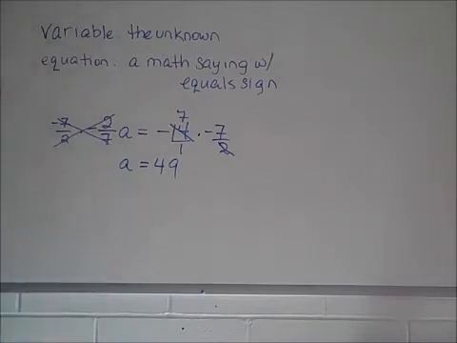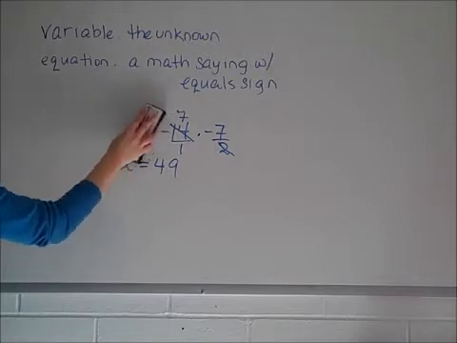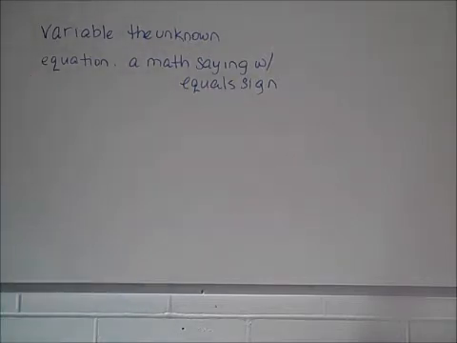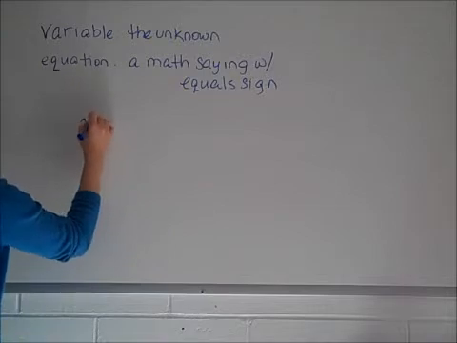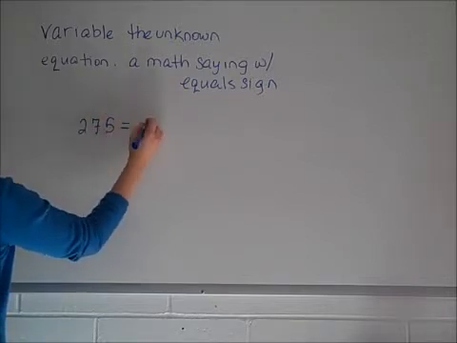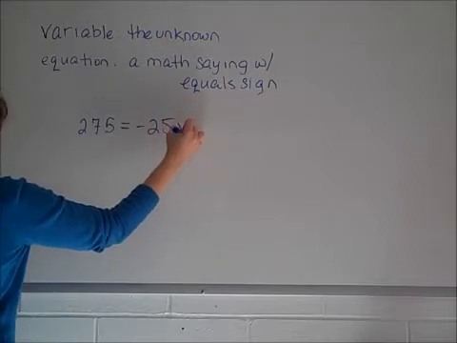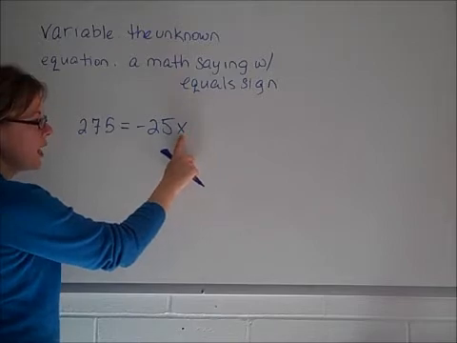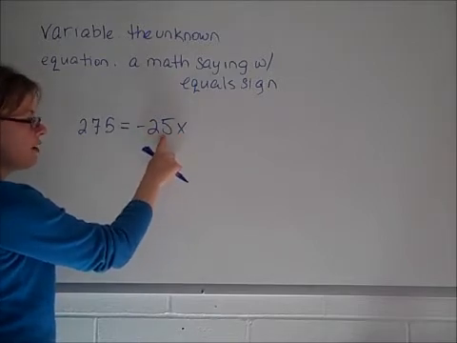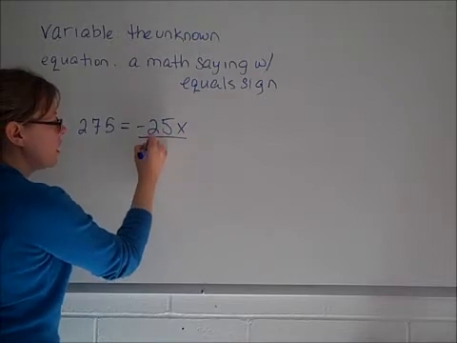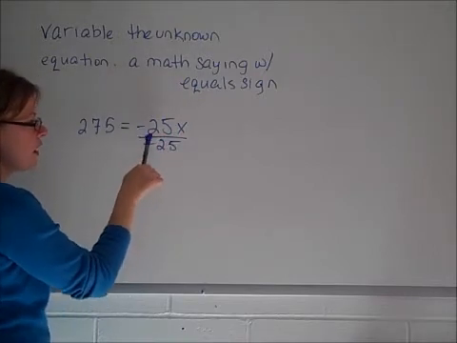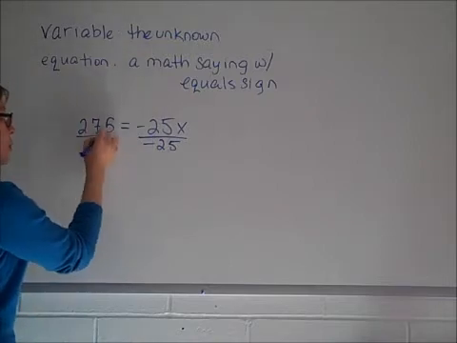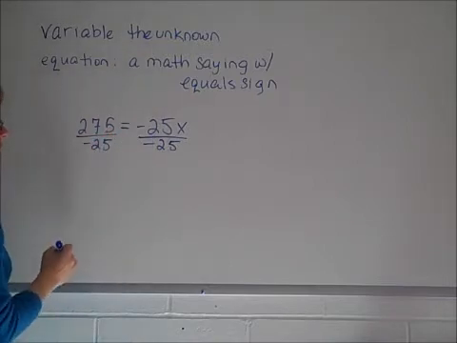Let's try another. 275 equals -25x. It doesn't matter to us which side the x is on. All that matters is that we get the x alone. So on this side, in order to get x by itself, we need to get rid of the -25. We're going to do that by dividing by -25. -25 over -25 will cancel out. Because we did it to that side, we also have to do it to the other side.